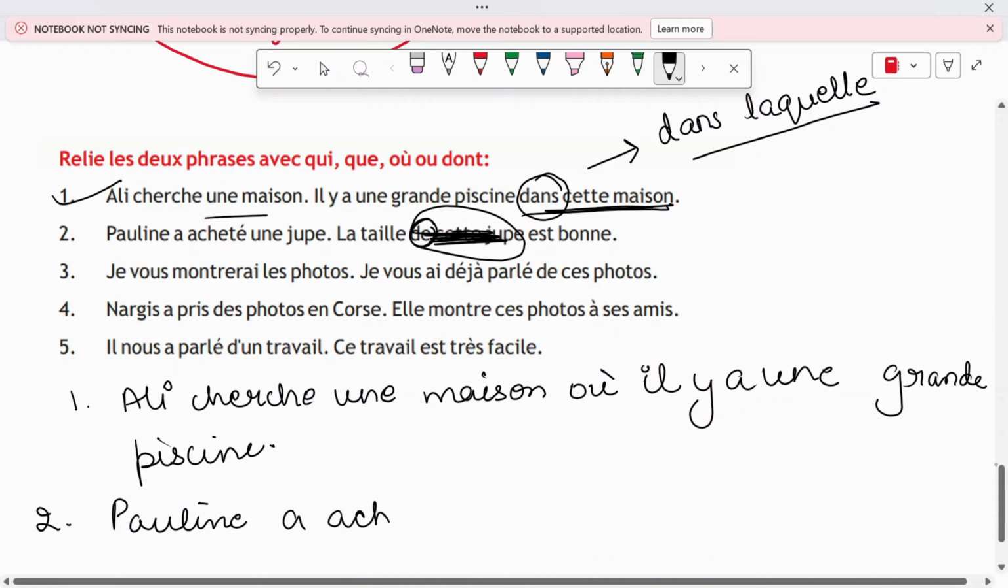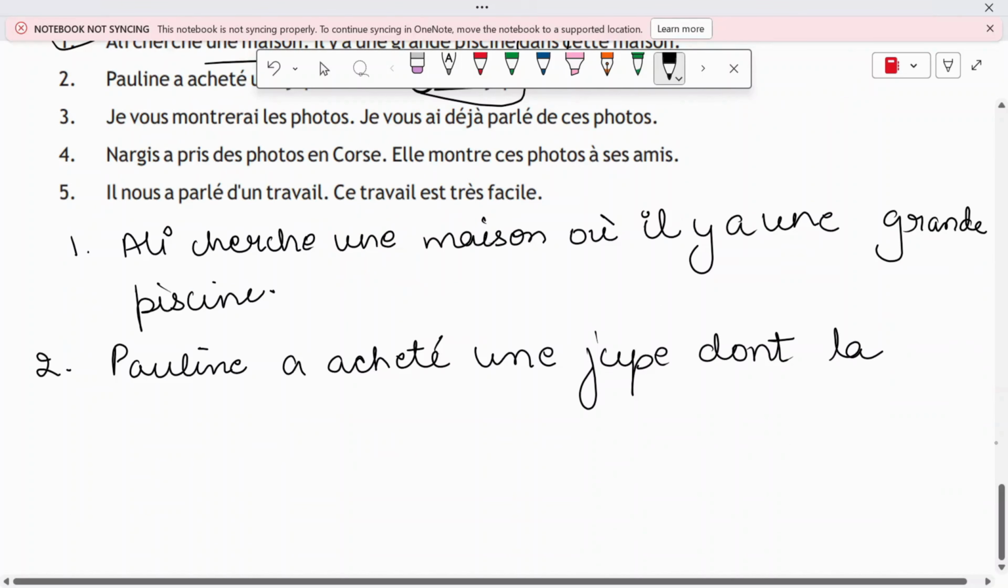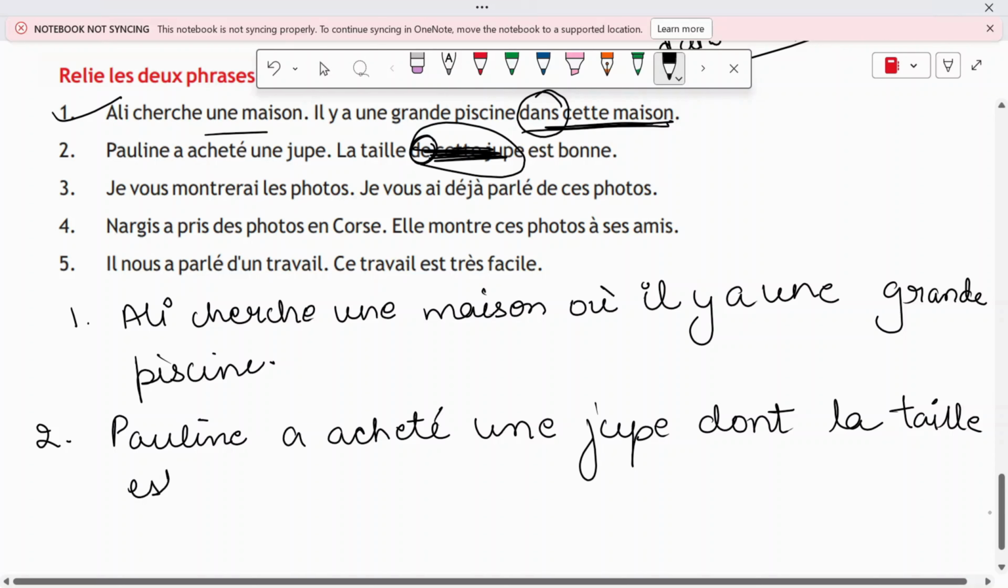Now the answer would be: Pauline a acheté, had bought, une jupe, a skirt, dont, of which, la taille, the waist, the size, est bonne, is good.